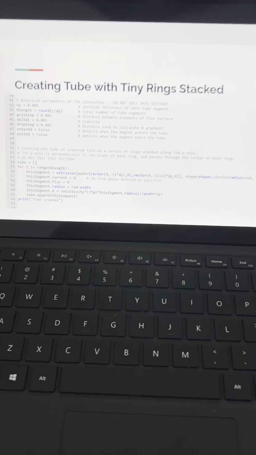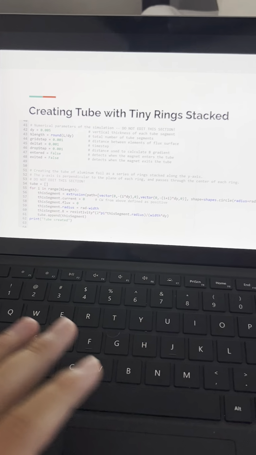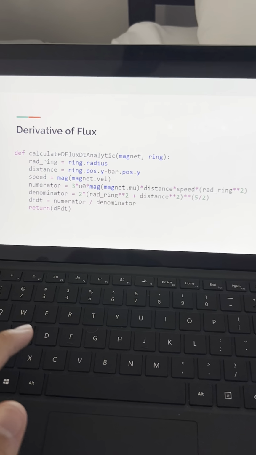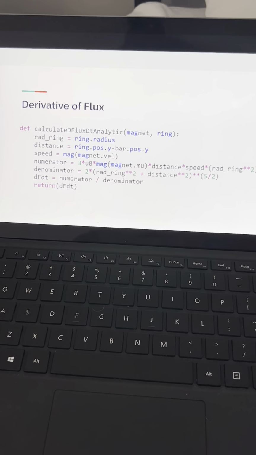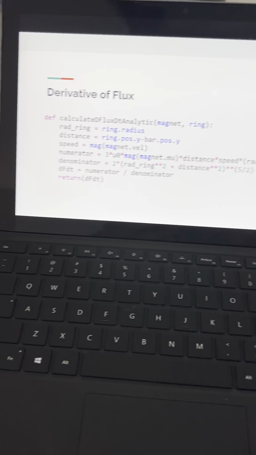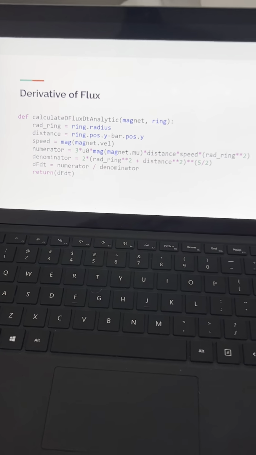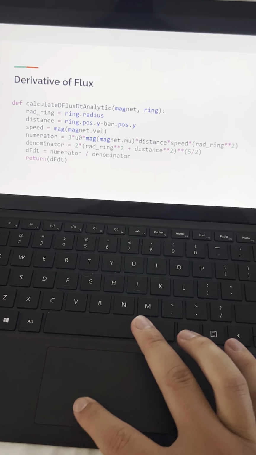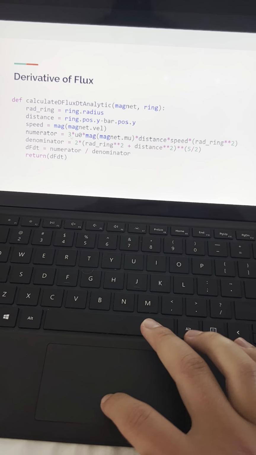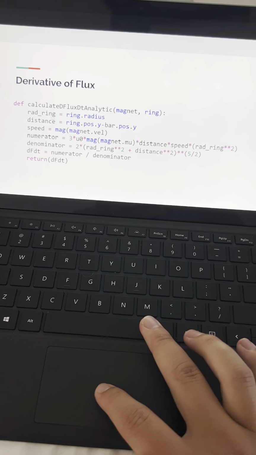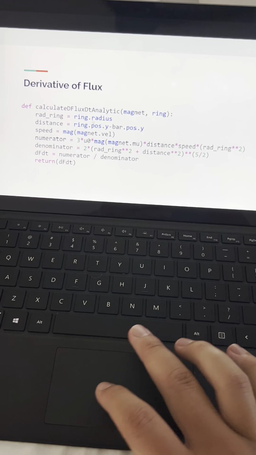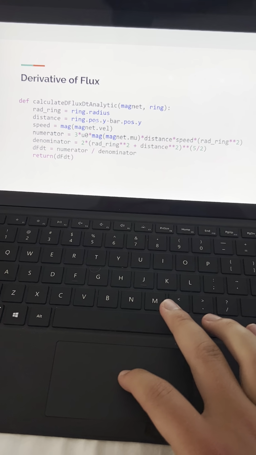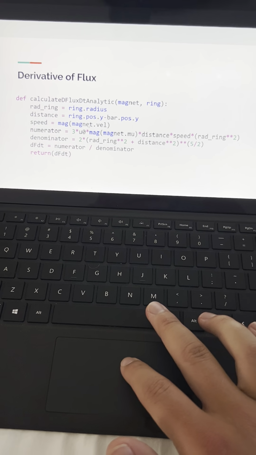So this is the code that we used to simulate. This just takes the tube and divides it into a bunch of tiny rings stacked on top of each other. Okay, this is the first code we had to actually do ourselves. So this calculates the derivative of flux using the formula we saw earlier for the derivative of a falling magnet. The derivative of flux of a falling magnet we have right here, and here's the numerator and the denominator, and this is the radius of each little ring that we've divided the tube into. This is the distance from that ring to the position of the magnet, and this is the speed of the magnet.